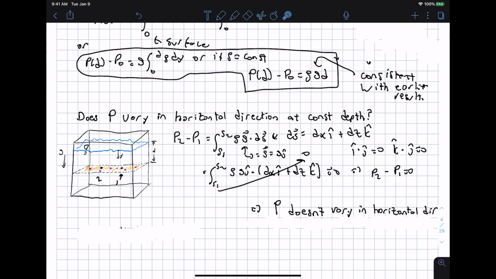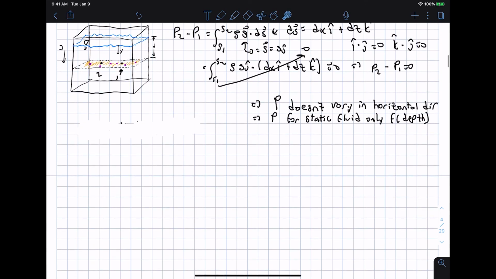But if I chose a different plane, like maybe one that's up here, then the pressure between this point and that point would be different. But the pressure between that point and this point, when they're on the same plane, would be the same. So the pressure for a static fluid is a function only of the depth.